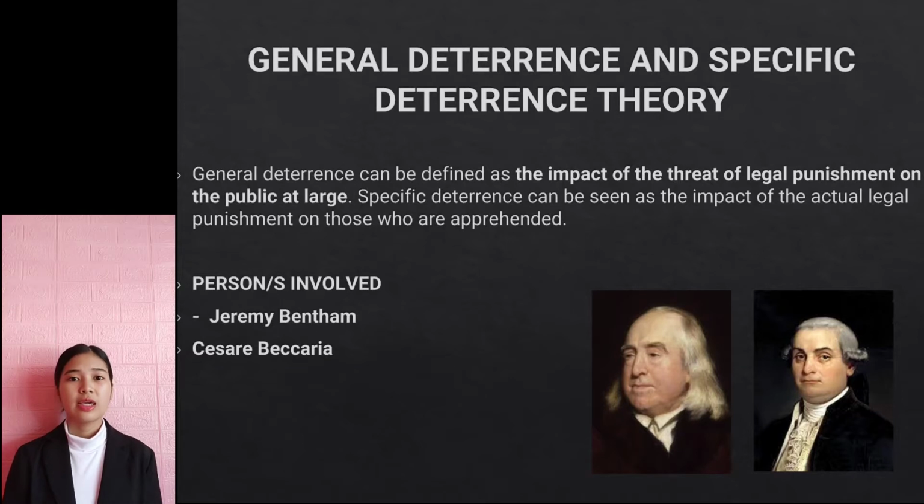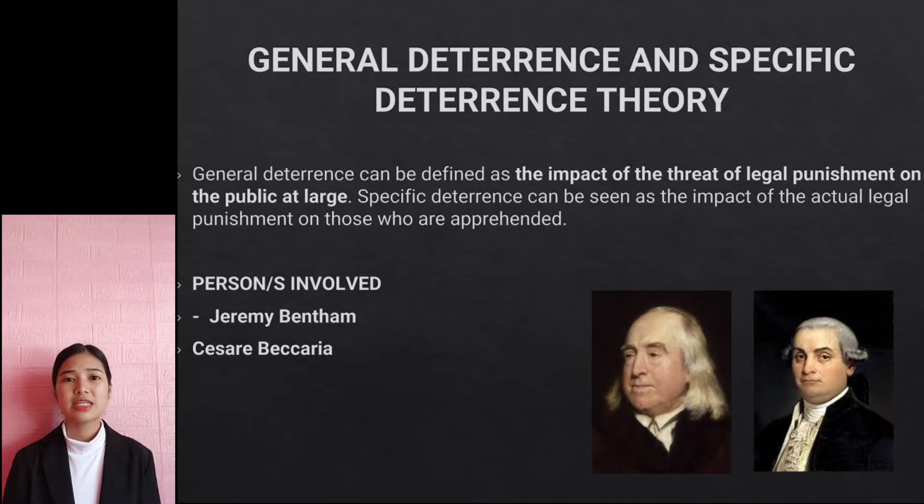General deterrence can be defined as the impact of the threat of legal punishment on the public at large. Specific deterrence can be seen as the impact of the actual legal punishment on those who are apprehended. So, for example, specific deterrence dictates that if an armed robber receives a harsh sentence of 8 years in prison, he will be less likely to commit armed robbery again when he eventually gets out. However, research has shown that the effectiveness of specific deterrence varies on a case-by-case basis.